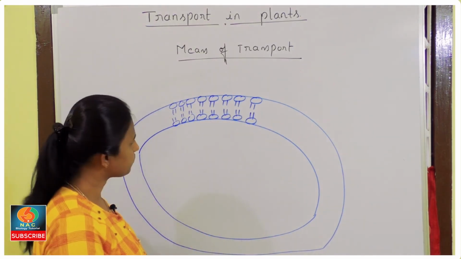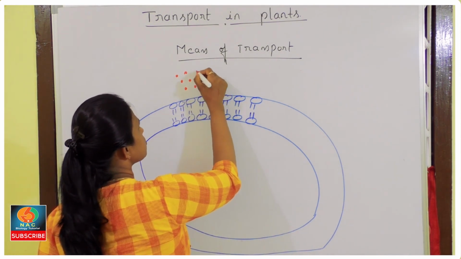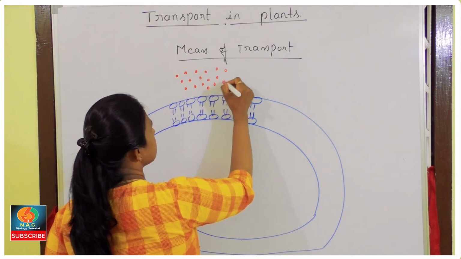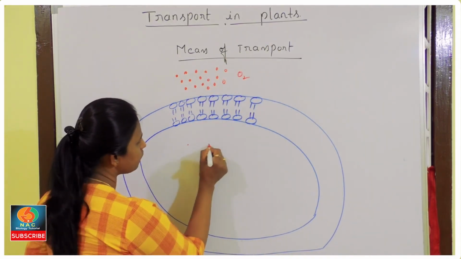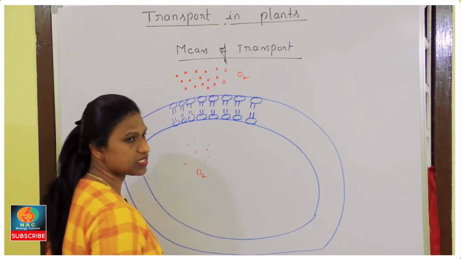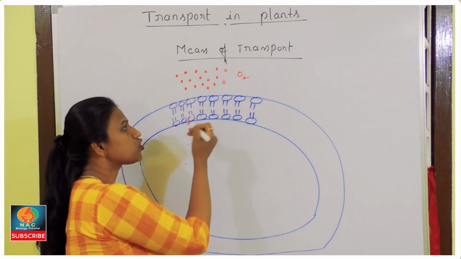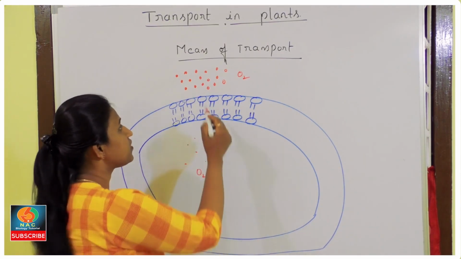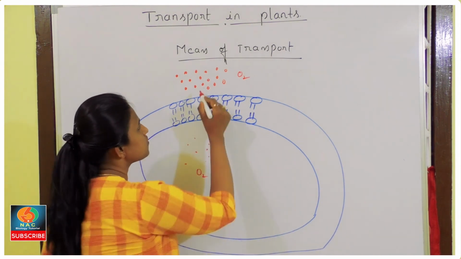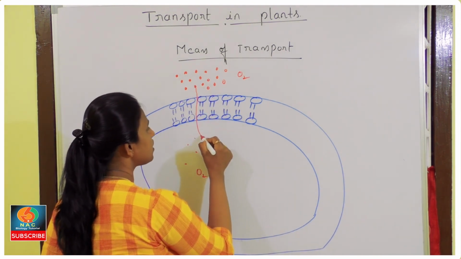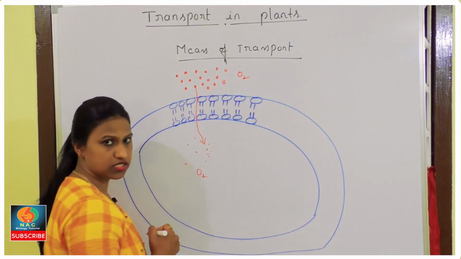Now let's imagine there are plenty of oxygen molecules present outside the cell. These are oxygen molecules. But there are very few oxygen molecules present inside the cell. Through this plasma membrane, they can cross this lipid bilayer easily from their region of higher concentration, this is the higher concentration region, right? This is the lower concentration. So they can cross the lipid bilayer from the region of higher concentration to the region of lower concentration.